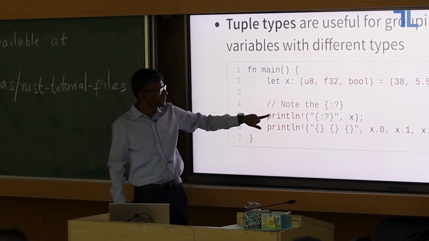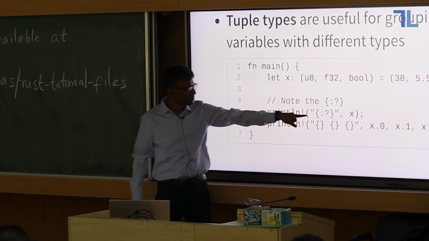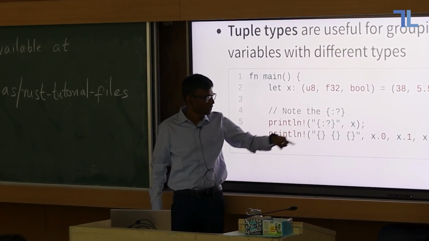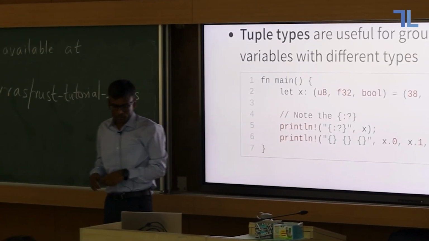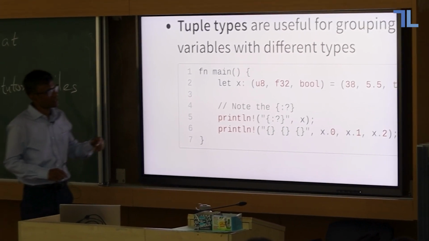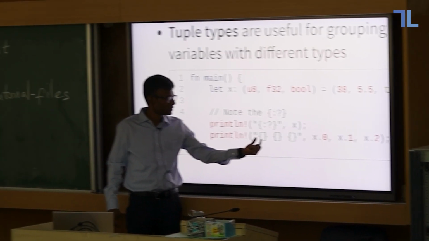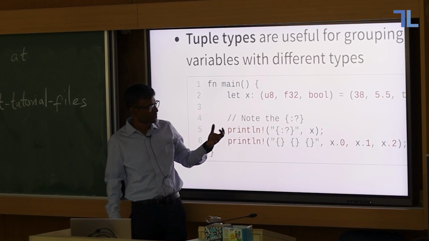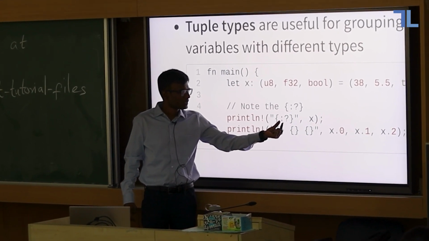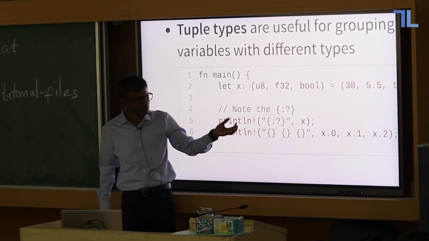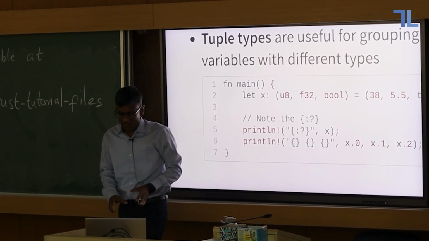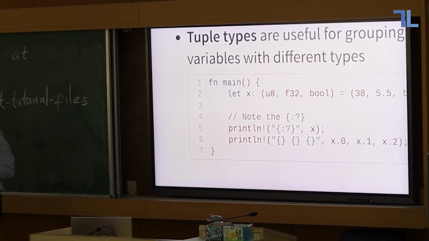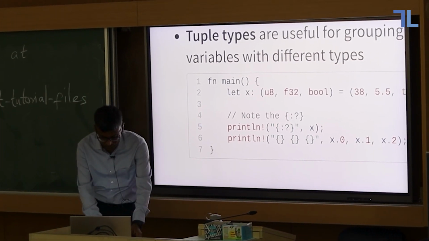And then I'm trying to print this x, but there is a new syntax here. This colon question mark allows you to print objects which are more complex. If you just put the braces, Rust will complain that it doesn't know how to print this. Then you have to tell the compiler, try printing it, try harder. So think of this as try harder. Sometimes it may work, sometimes you have to implement something called a debug trait for this to work. I'll come to traits later.